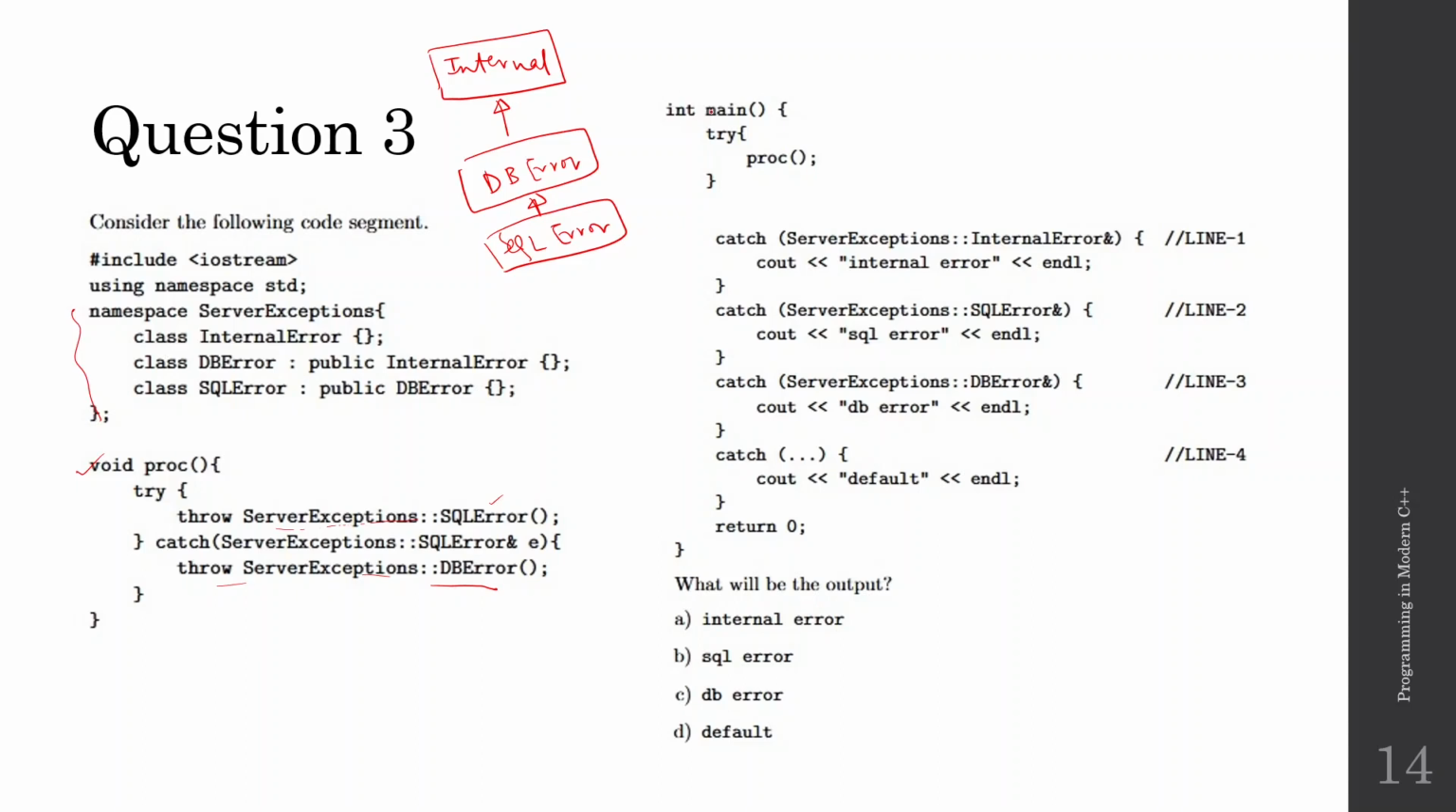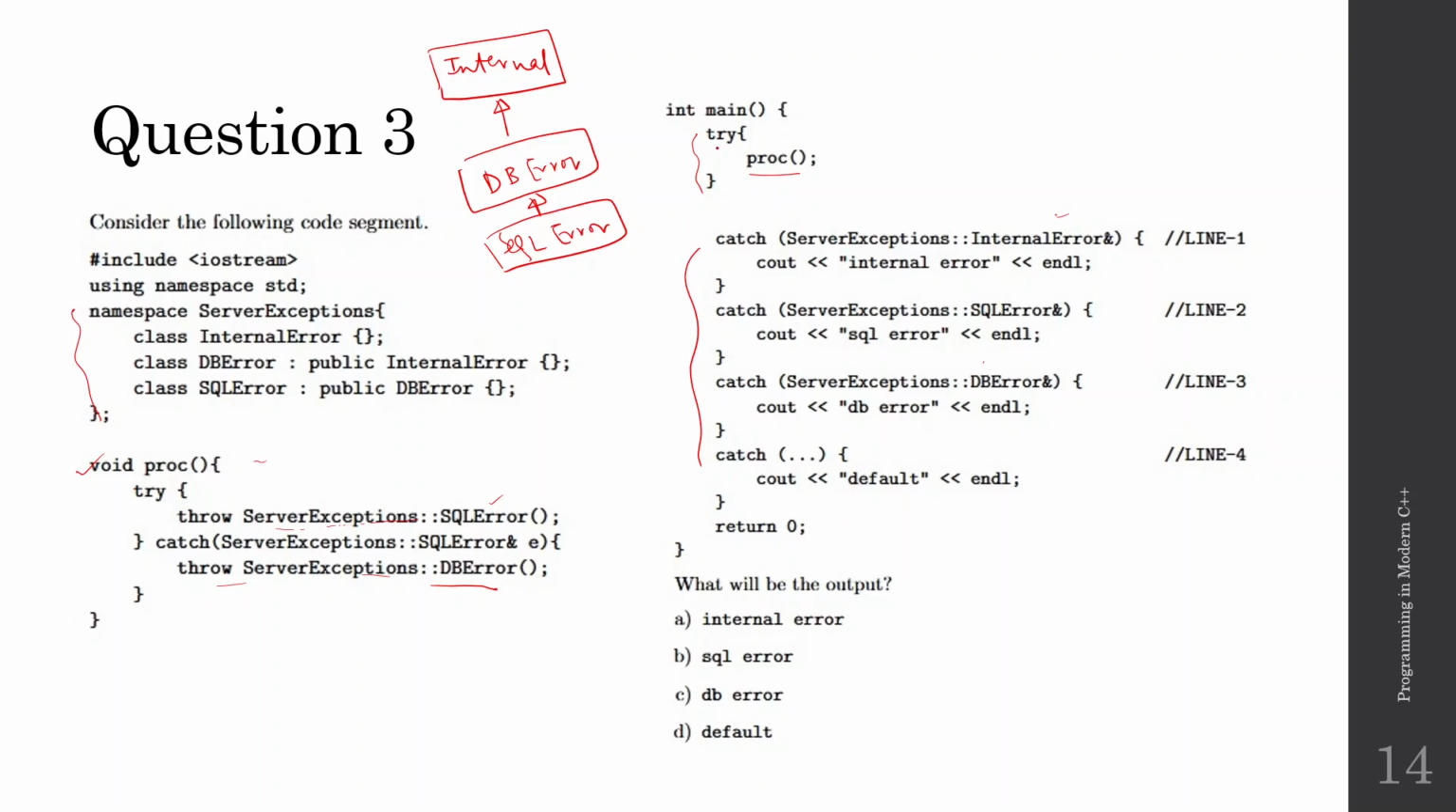Now in the main code, inside a try block, we are writing proc. So we are executing this function, and then again we have multiple catch blocks where we are catching errors of various types: internal error, SQL error, DB error, and at the last we have a catch-all block. So what will be the output?